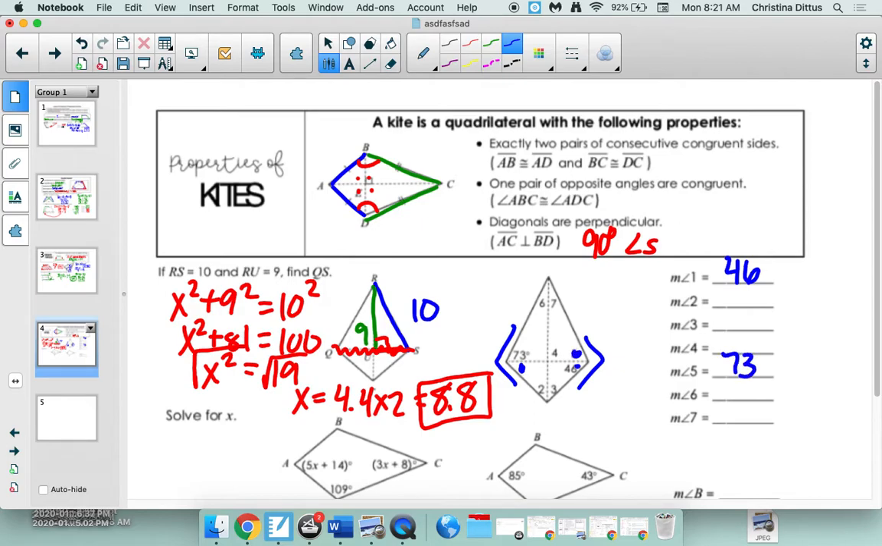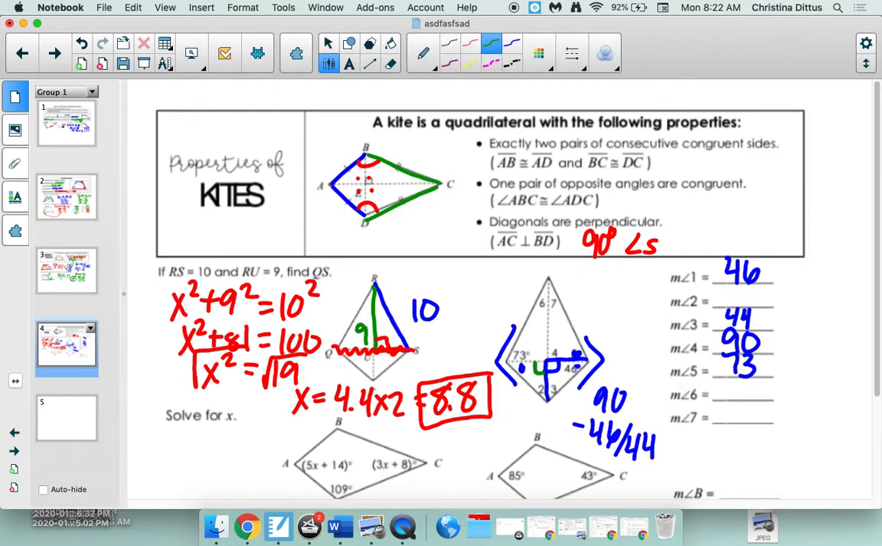How big is angle 4? 90. That was the easiest one. Let's do angle 3 next. What's this angle right here? 90. So how can I find angle 3? 180 minus 90 minus 46. Whoa, hey, wait. Because we have a bunch of right triangles here. So 90 minus 46. 44 for angle 3.